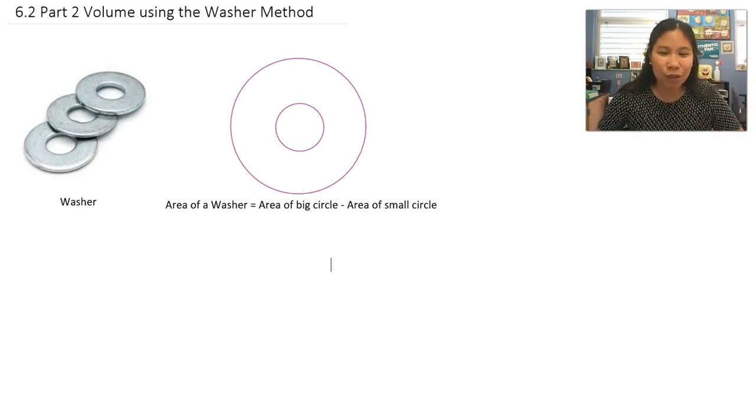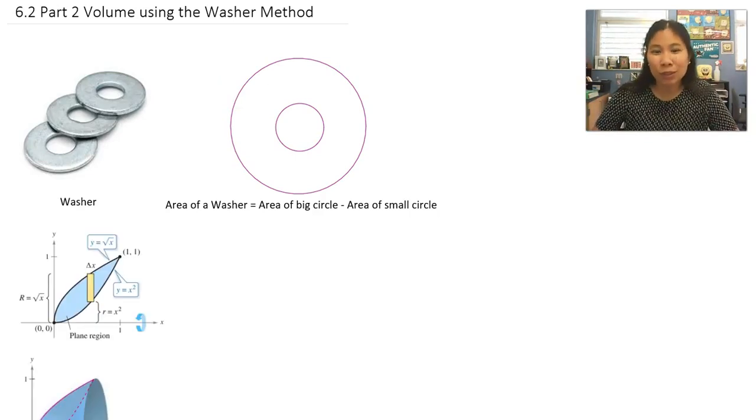So instead of just looking at the area of a circle, now we're looking at the area of a washer. If you think about the washer as two circles, if we can figure out the area of the big circle and then subtract the area of the smaller circle, that'll leave you the actual area of the washer itself. So that's our goal here.